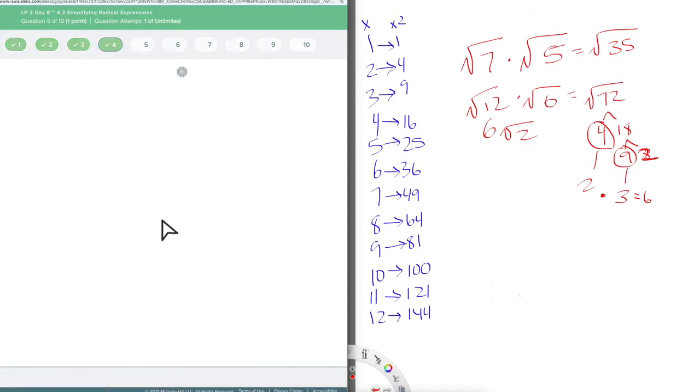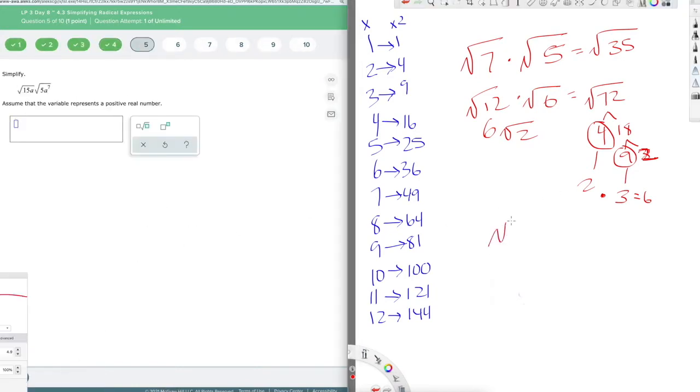Continue. So now we have 15a and 5a to the 7th power. Same thing, we're going to multiply these together. So 15 times 5 gets me 75. So 75, and that's still under the square root. And then a times a to the 7th. Remember, these are rules when we're doing exponents. If I have the same base, I add the exponents. So it's a to the 8th power.